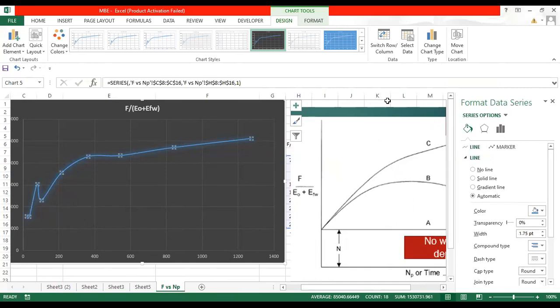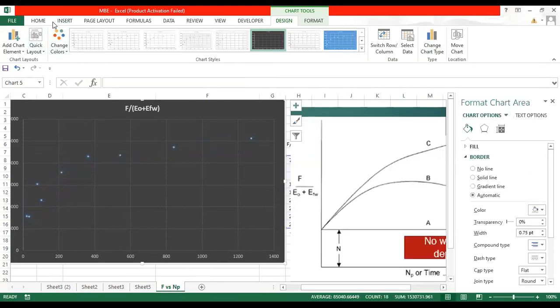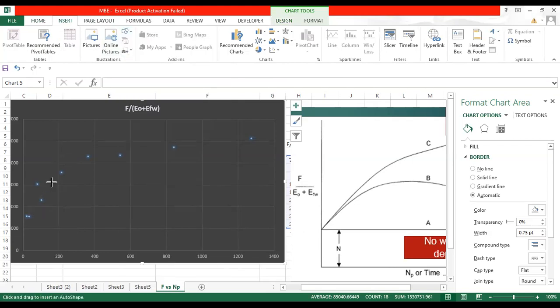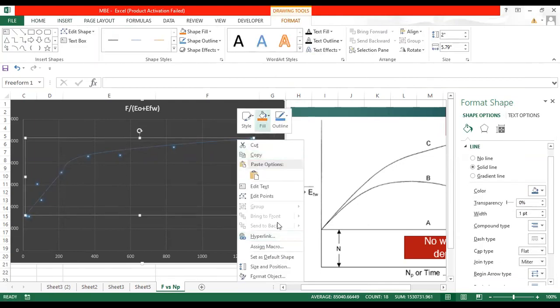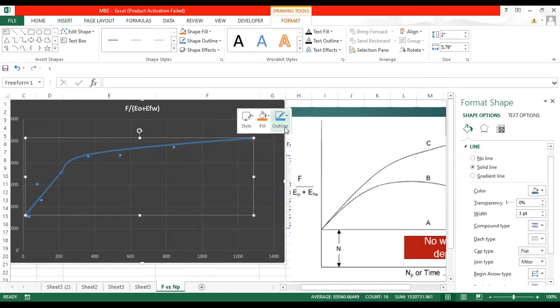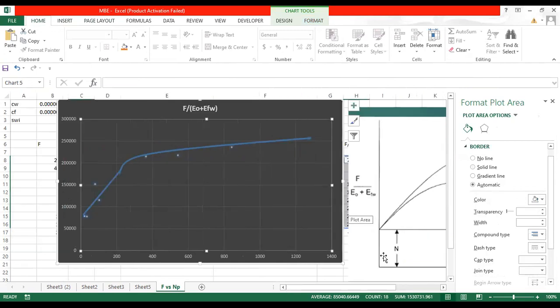So if you could draw a proper proportion of the graph, it is better to select points, and we can adjust all the points. We can connect all the points like this. So you can just include a shape by connecting all the points which follow the trend. So like this. So you can see this has some similarity with your graph. So your y-axis is F by EO plus EFW and x-axis will be NP. That also I will be bringing down.